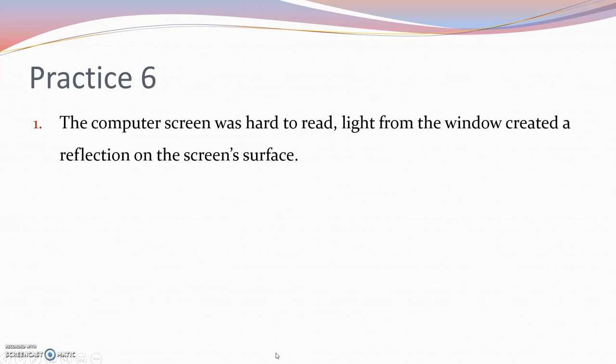All right, the computer screen was hard to read. Light from the window created a reflection on the screen surface. And it should be relatively easy. You go and look at that comma, read before and read after, and you'll realize there's two independent clauses, so the comma splice is right there.